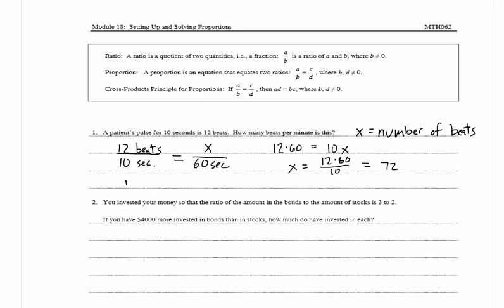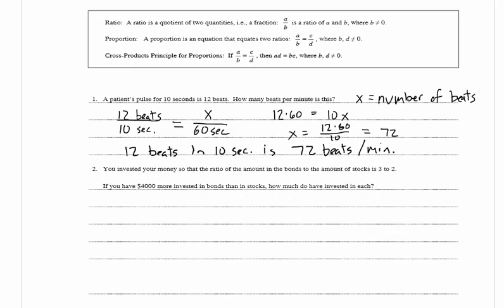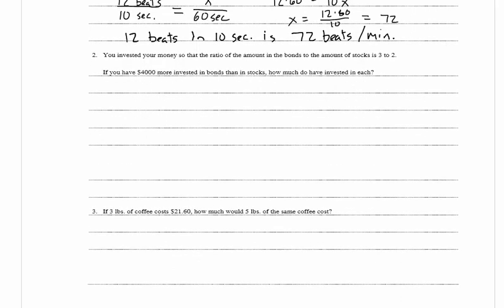So 12 beats in 10 seconds is 72 beats per minute. And 2, it says you invested your money so that the ratio of the amount in the bonds to the amount of stocks is 3:2. If you have 4,000 more invested in bonds than in stock, how much do you have invested in each?